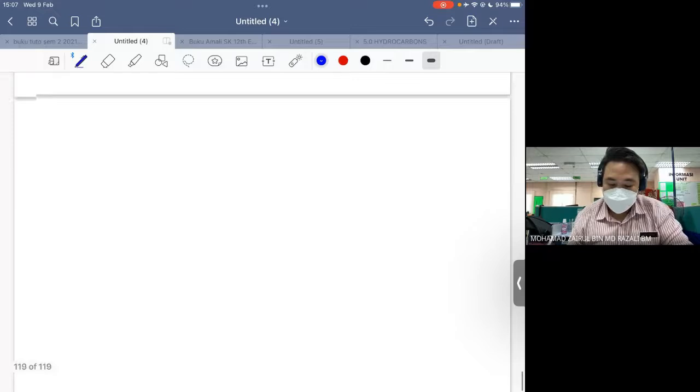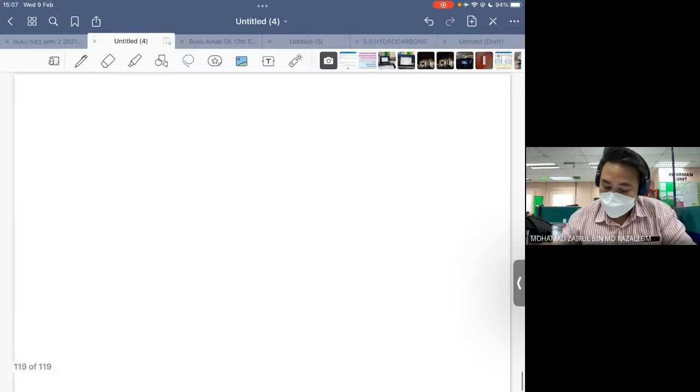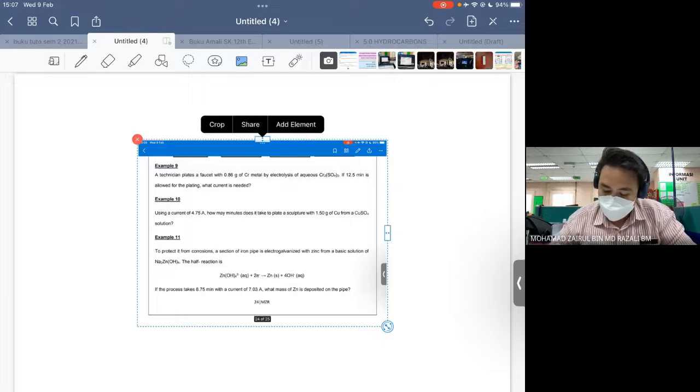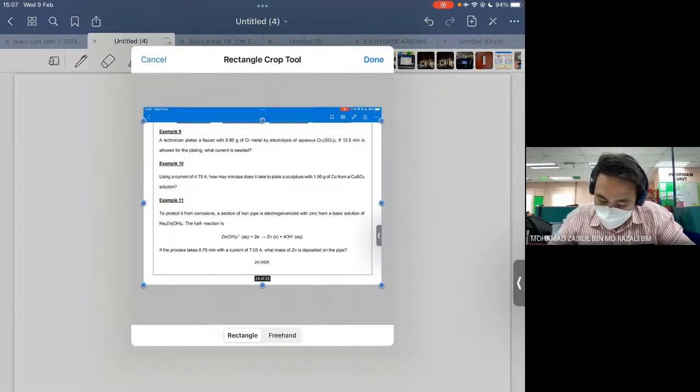Okay, kalau awak tengok dalam notes, kita ada example 9 sampai example 11. Okay, so kita tengok dulu example 9. Okay, kita tengok macam mana kita nak apply kan this relationship.